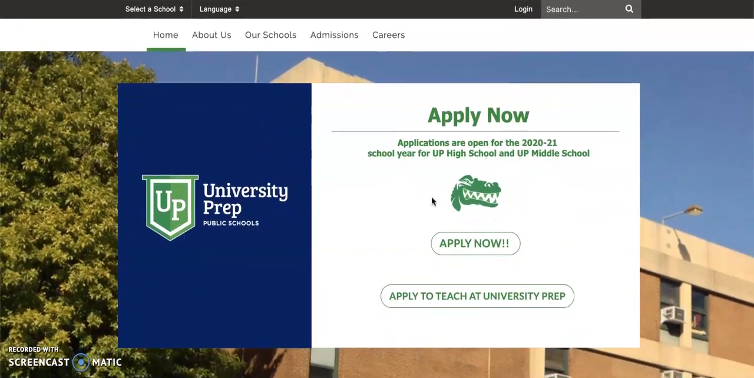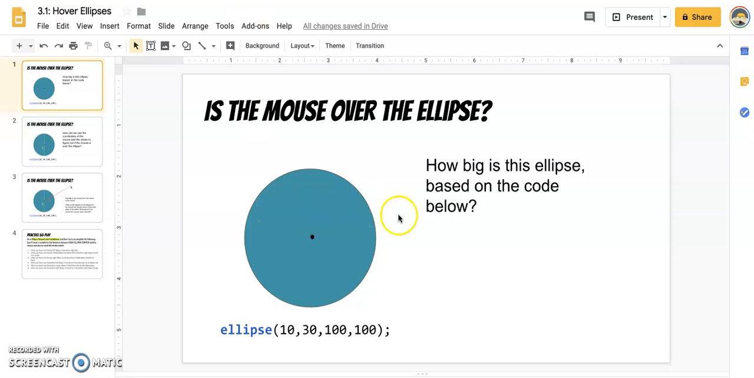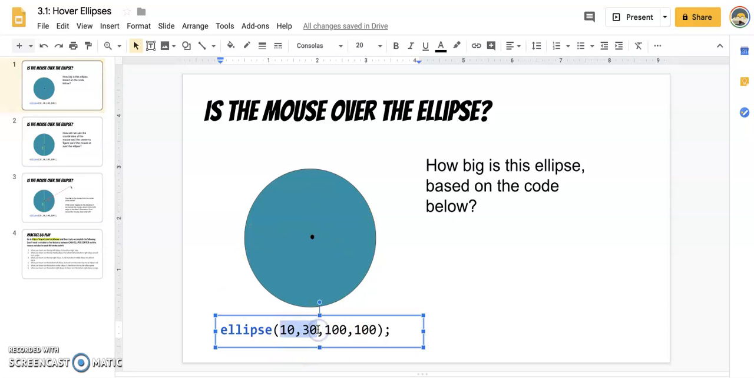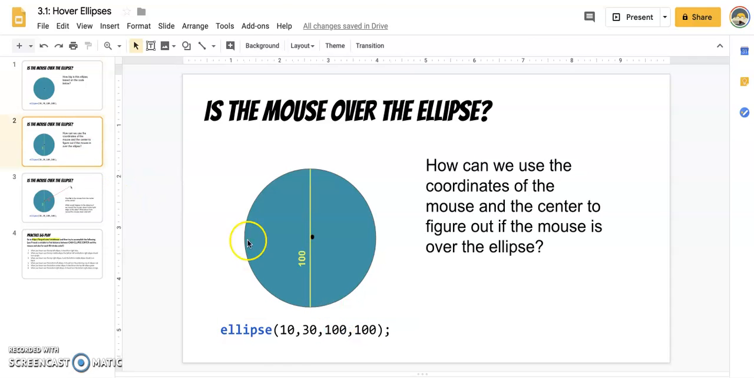We have to go over a little bit of mathematics first, and then just a little bit of coding to make that happen. First, let's explore a basic ellipse. You might remember the first two numbers are the center of it. So this is an ellipse, or a circle, with its center at 10, 30. And remember, these are the width and the height. It's a circle because it has the same width and height. The big thing to know is that it has a diameter of 100.